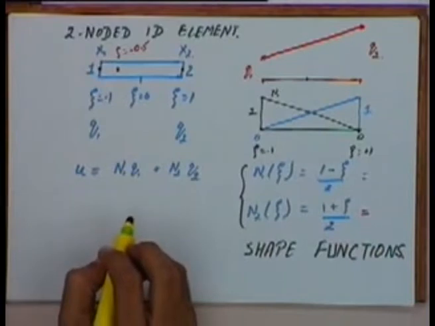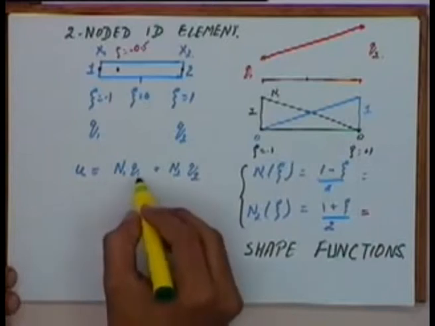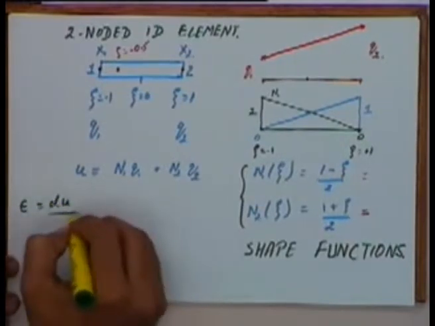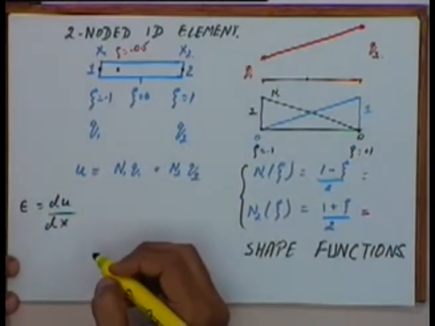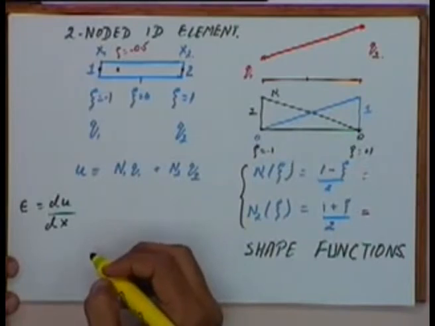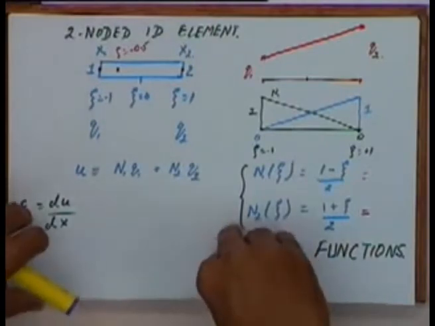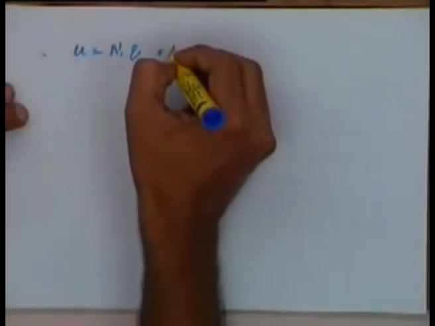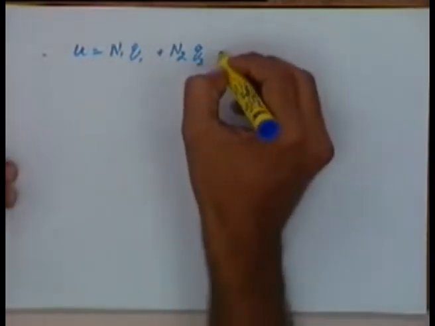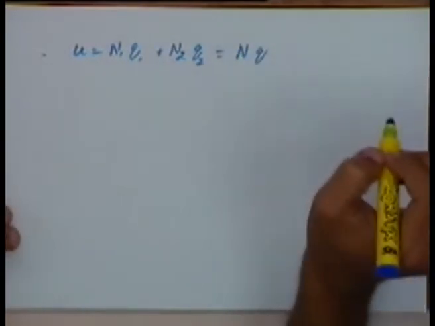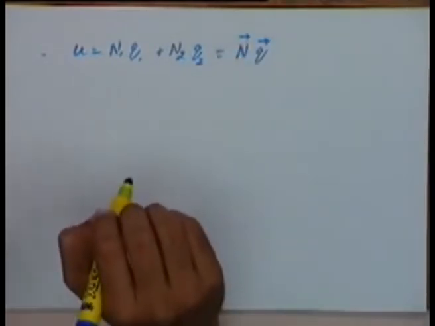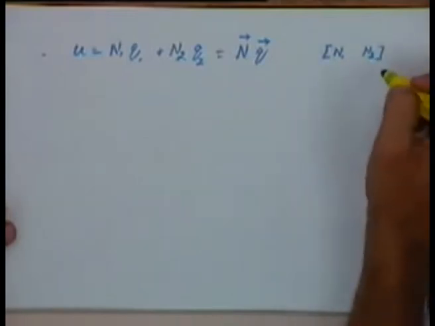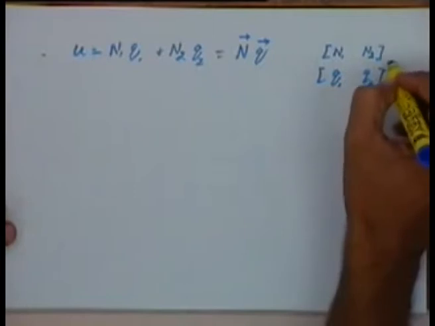So now I have u equal to n1 q1 plus n2 q2. If I know the expression for u, then I can find epsilon, which is equal to du by dx. So let us find the expression for epsilon. The equation that we have so far is u equal to n1 q1 plus n2 q2, or we will use the vector notation and write it as n times q, where n is the vector n1 n2 and q is the vector q1 q2 transpose.